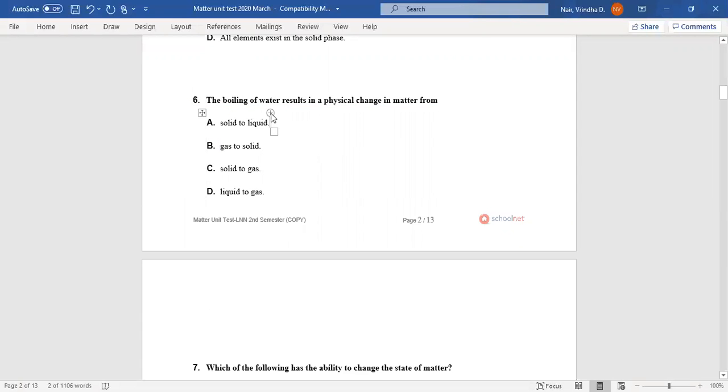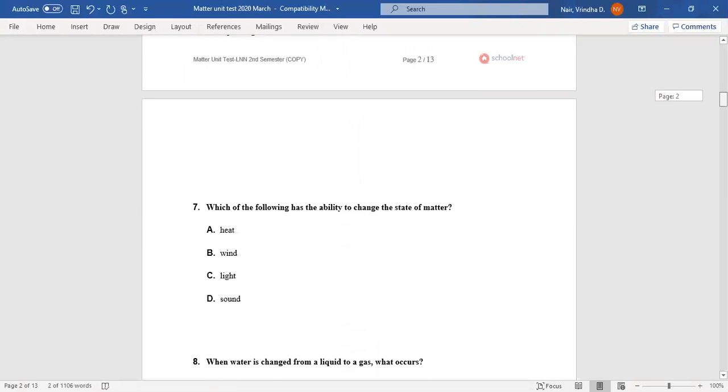Okay. The boiling point of water results in a physical change in the matter form. So the boiling point of water results in a physical change in the matter form. Solid to liquid, gas to solid, solid to gas, or liquid to gas.